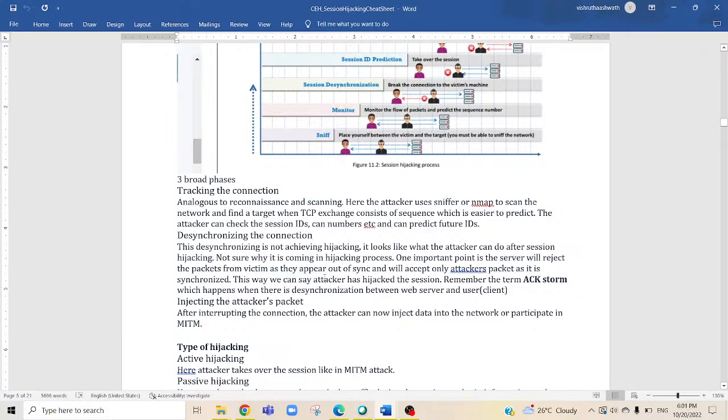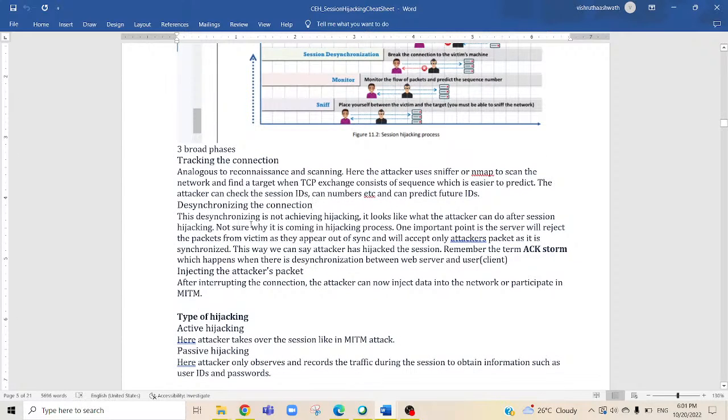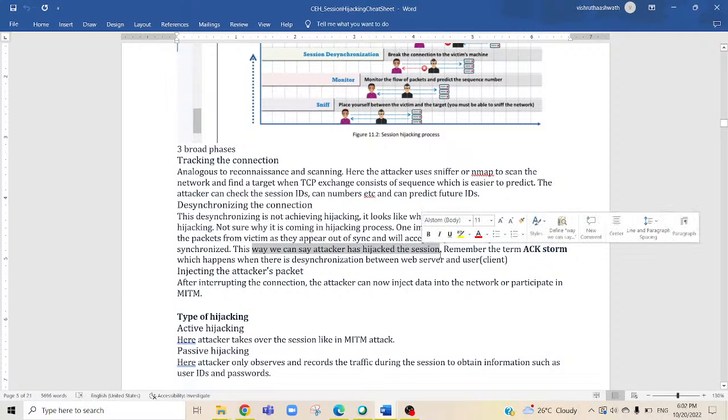Next is desynchronizing the connection. This desynchronization is not achieving hijacking. It looks like what the attacker can do after session hijacking. Not sure why it is coming in the hijacking process. We'll see. One important point is the server will reject the packets from the victim as they appear out of sync and will accept only the attacker's packet as it is synchronized. This way we can say the attacker has hijacked the session.